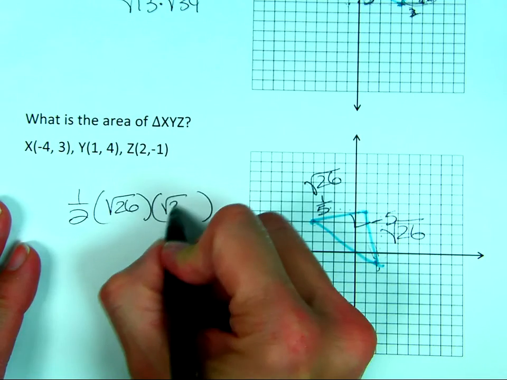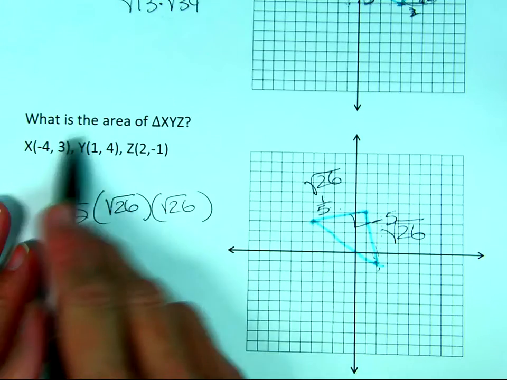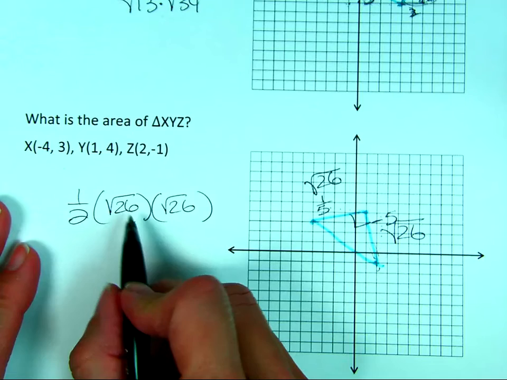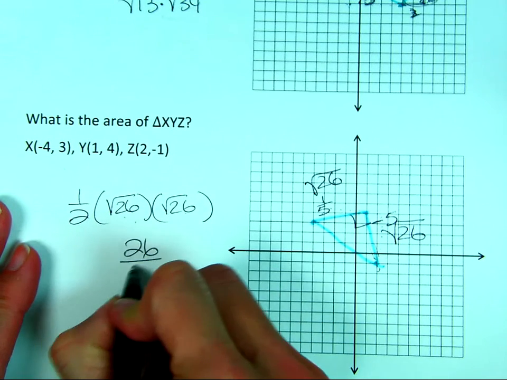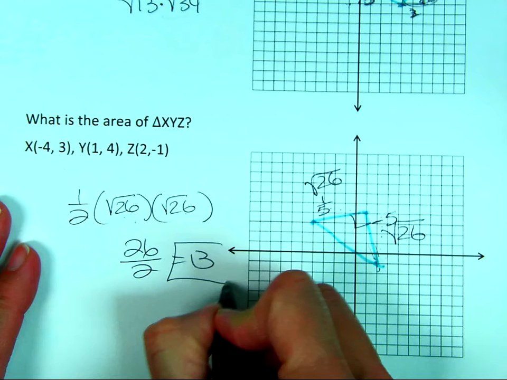And you can find the distance formula with these too if you want to. And when I multiply the square root of 26 times the square root of 26, I get 26. When I divide by 2, I get 13. So the area of this triangle is 13.